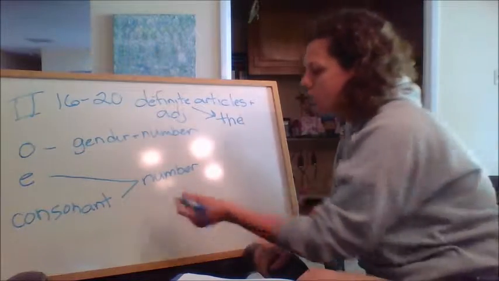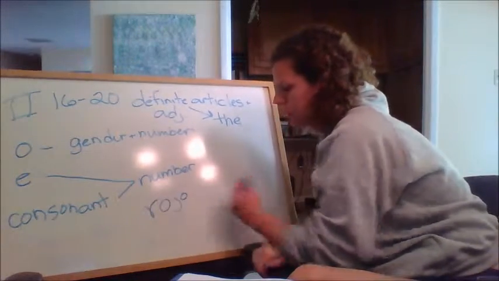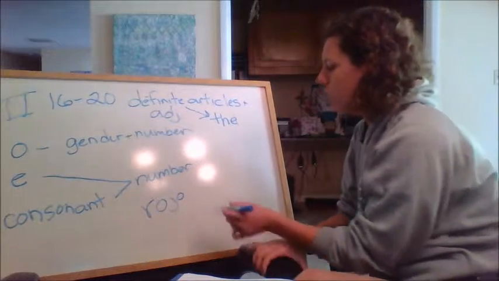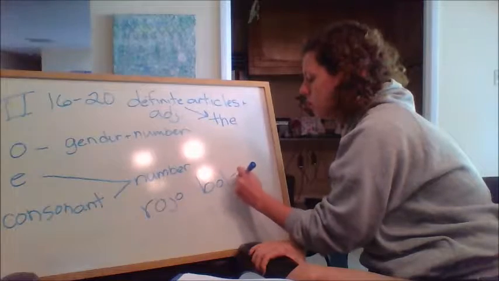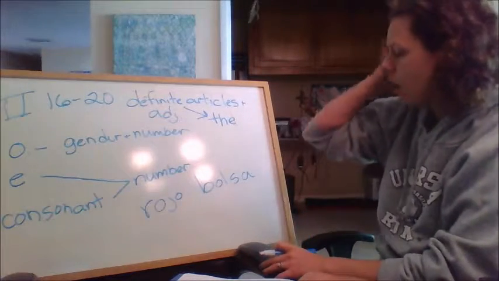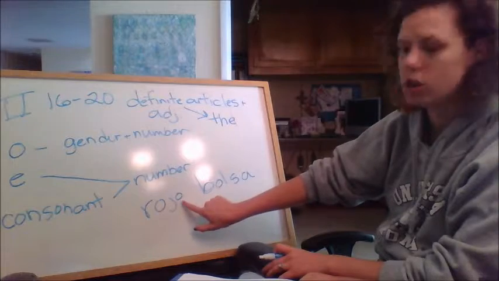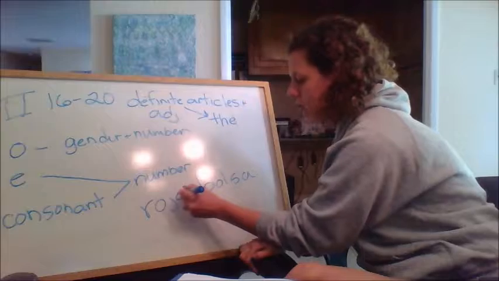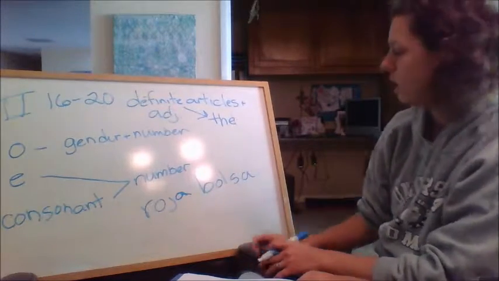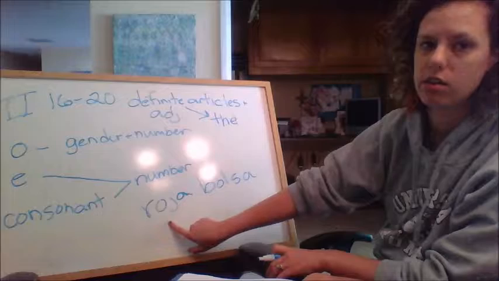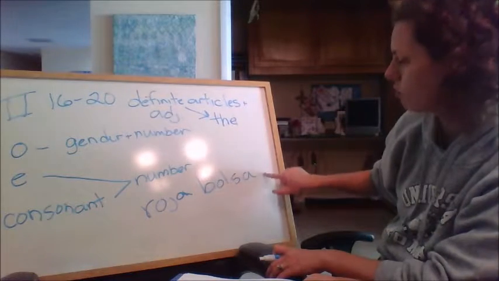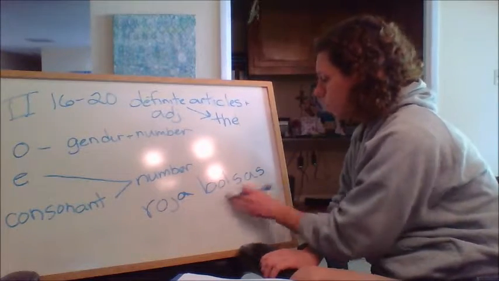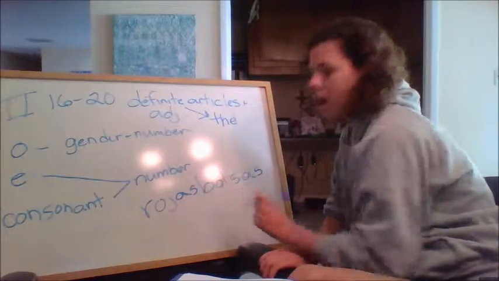So if I had the adjective rojo, and my noun was bolsa, I would have to change this O to match this feminine noun. I'd have to change this to an A: roja. So I'd have bolsa roja, because descriptive adjectives always go after the nouns. If bolsas was plural, I'd have to say rojas.